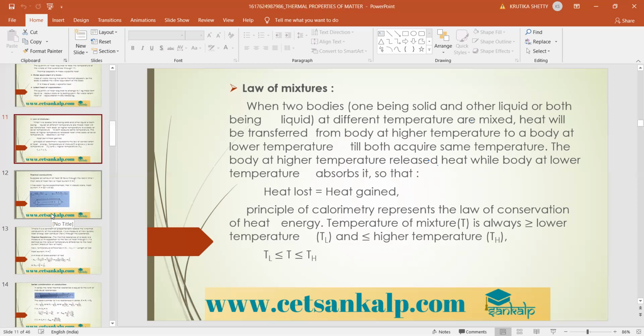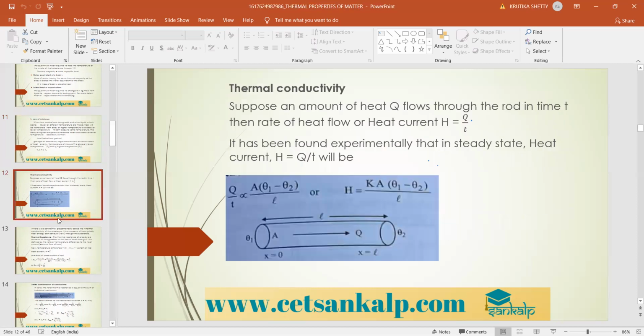This is also used in the principle of calorimetry, that is, heat lost by the body is equal to heat gained by the body. So the principle of calorimetry represents the law of conservation of heat energy. If we take the temperature of the mixture as T, it is always greater than or equal to the lower temperature TL and less than or equal to the higher temperature TH. This is the law of mixture.